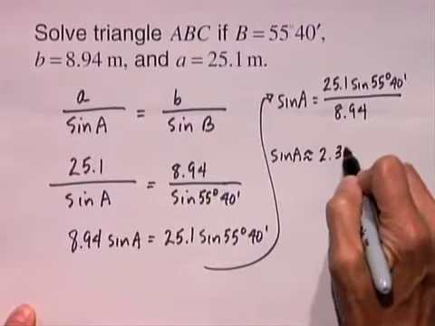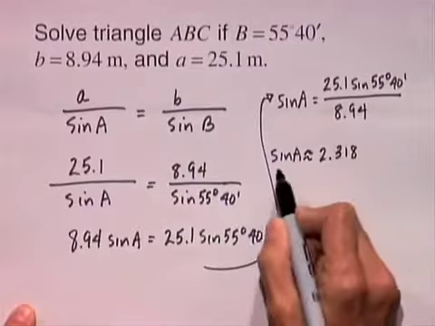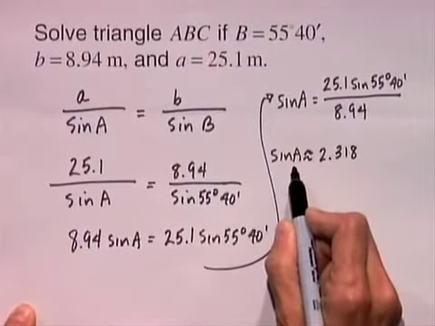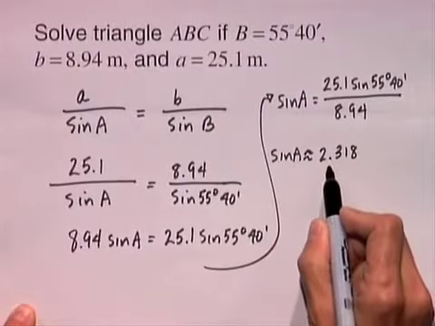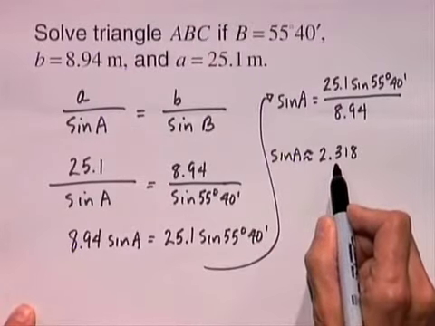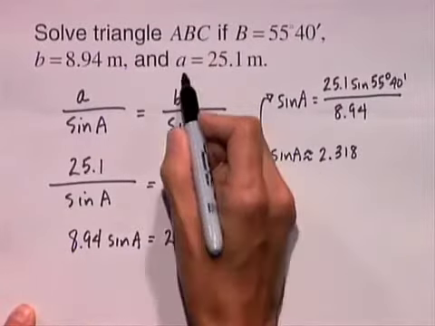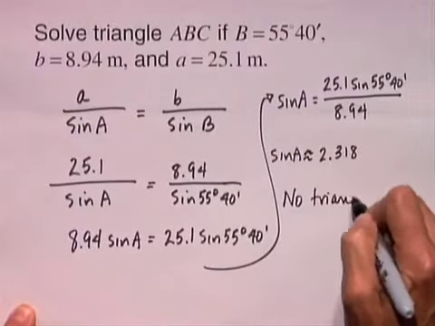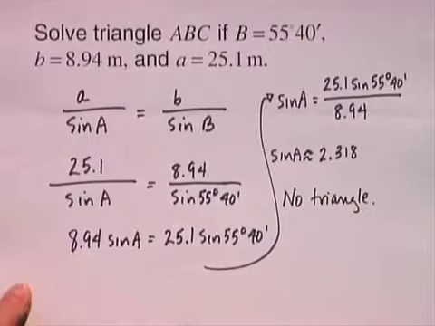2.318 and so forth. Well, recall the graph of the sine or just the range of the sine function. The sine is never greater than 1. It cannot be 2.318. There is no triangle that satisfies the given information.